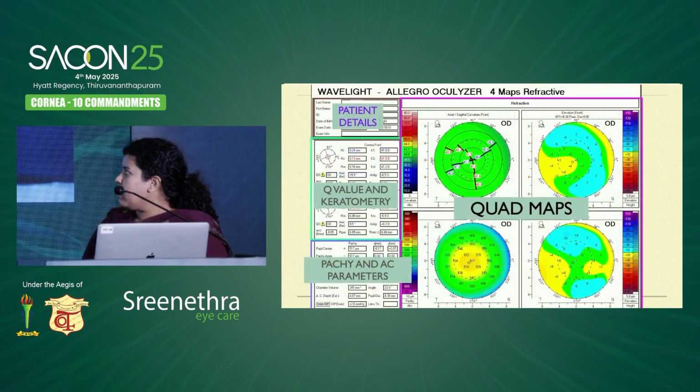So in a typical Oculyzer printout, we see the patient details on the left top corner, the Q value and keratometry, the Pachy and AC parameters, and then the quad maps. We'll go through one by one.